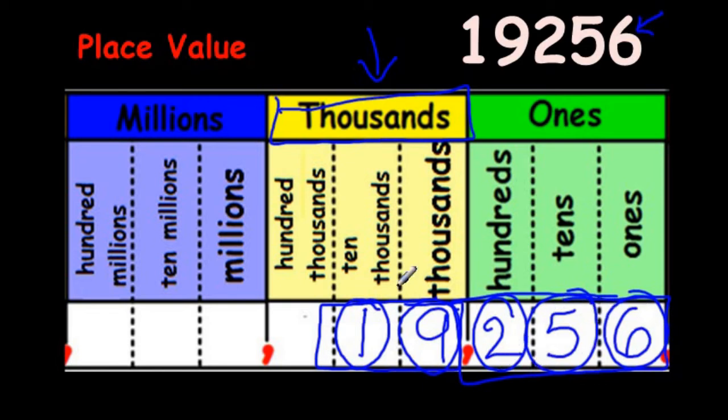Now let's read the number together starting from the thousands house. So we have 19 thousands, 256.